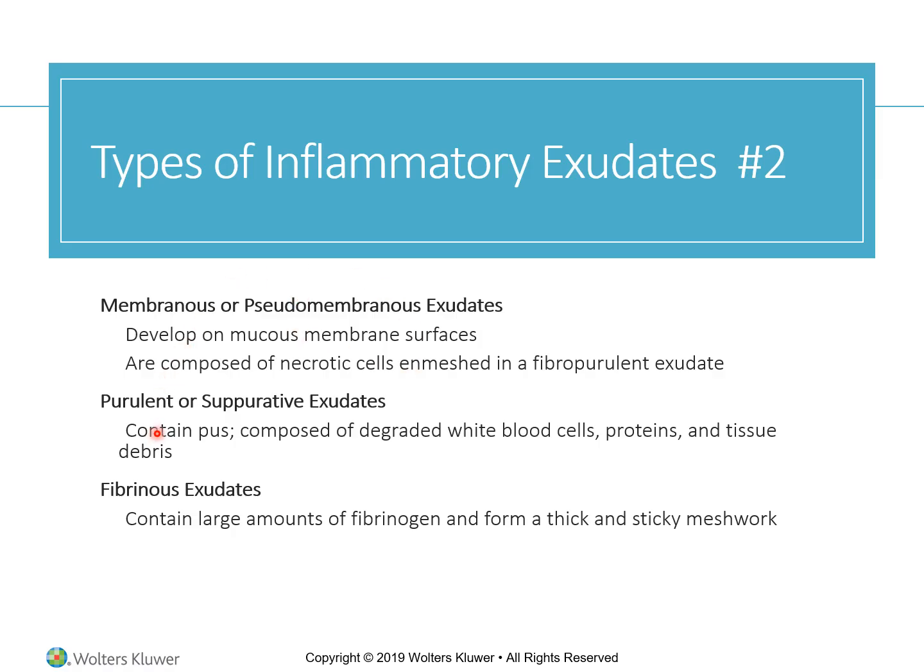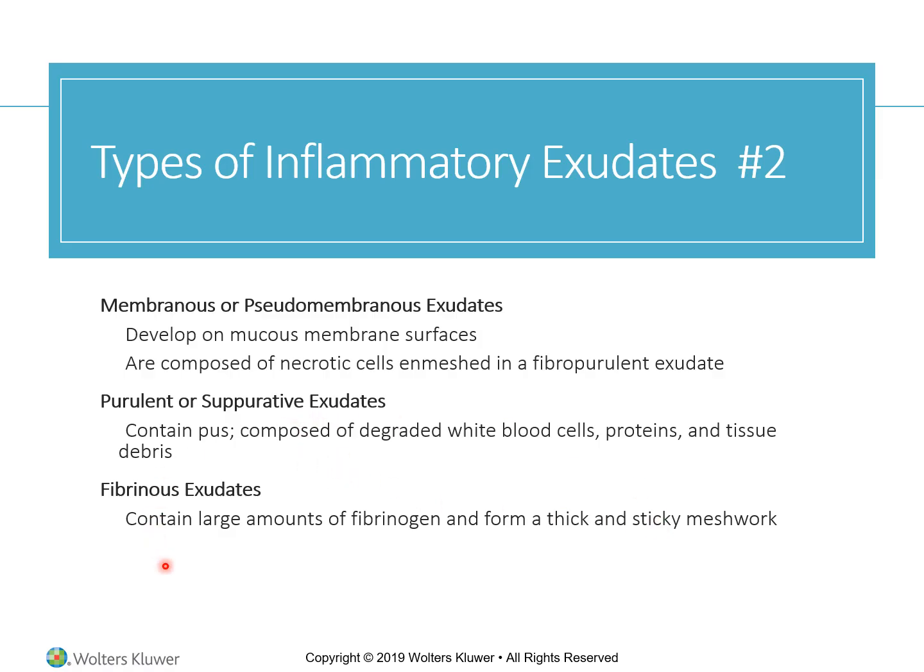We also have what we call purulent or suppurative exudates. This is what we commonly call pus. This is made up of degraded white blood cells and proteins and different tissue debris that's sloughing off, that really thick white exudate that we're familiar with.